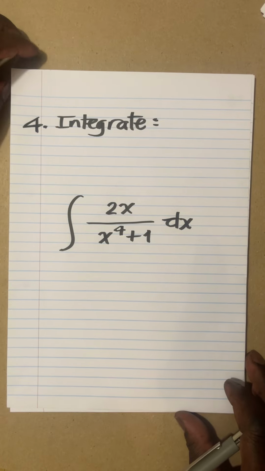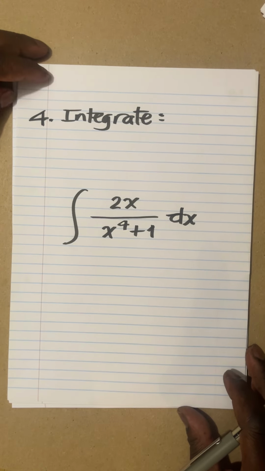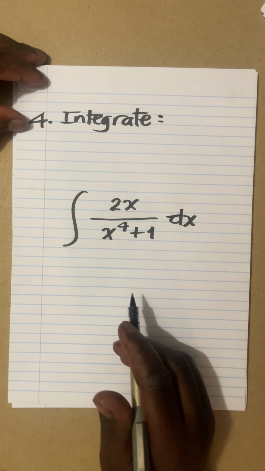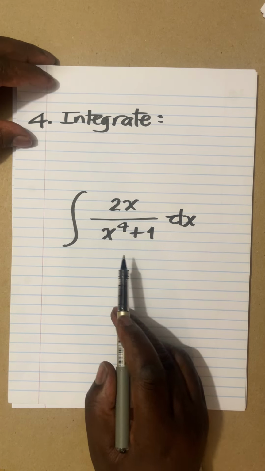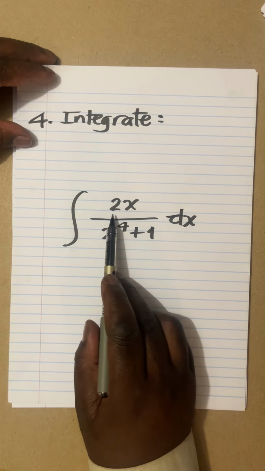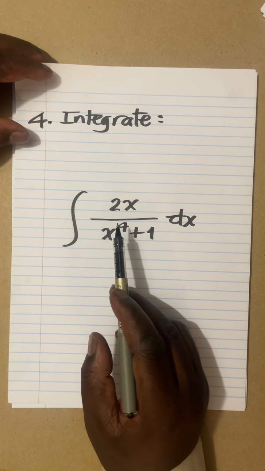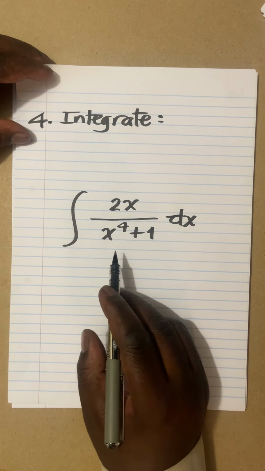That takes us to page 8, integral number 4. There it is. Not so much square root of something, but we have quite a unique integral here. X to the power 4 plus 1 in the denominator, and then we have 2x in the numerator. The question is, how do we handle this?